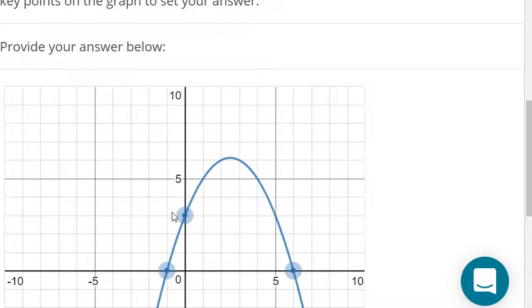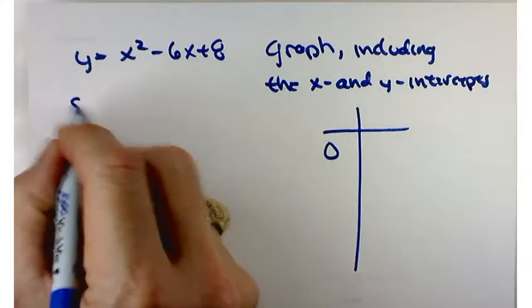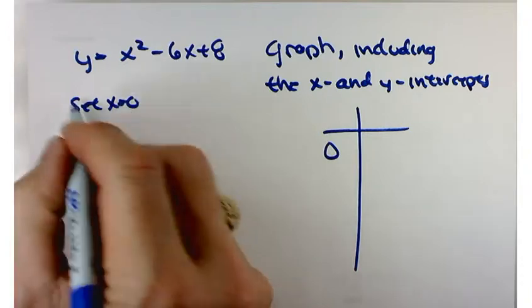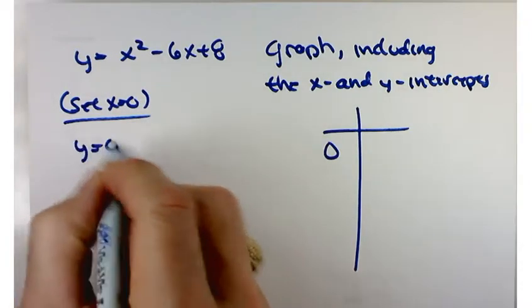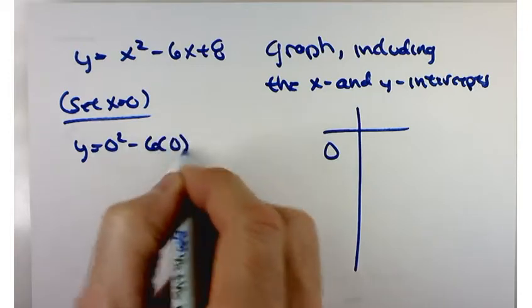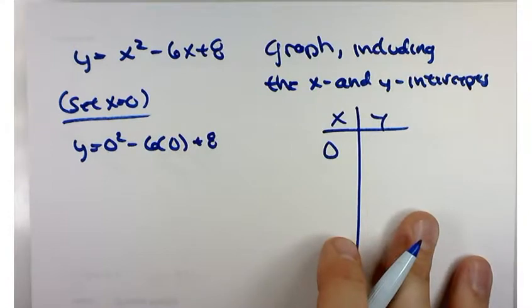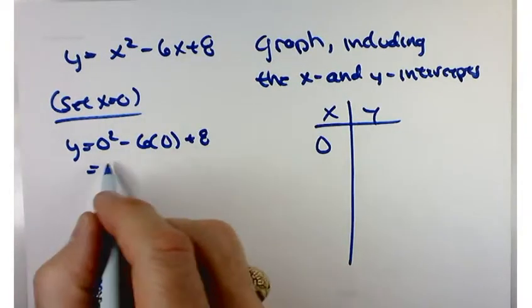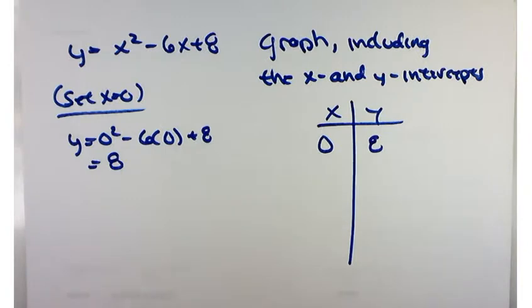0. So let's go back here and set in x equals 0. That's going to be y equals 0 squared minus 6 times 0 plus 8. I think we can get that one without too much thought, right? What does y equal? 8. Thank you. So 0, 8. That's your y-intercept.